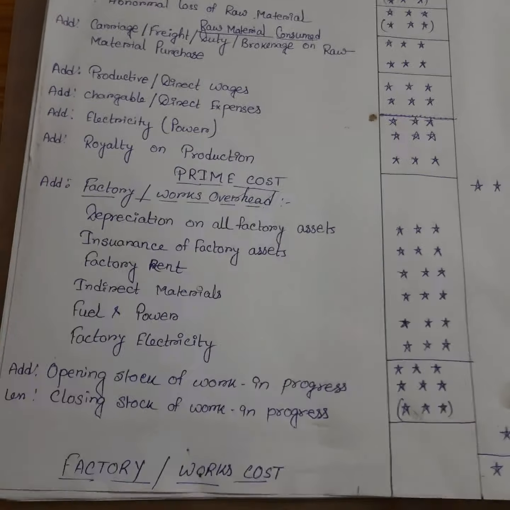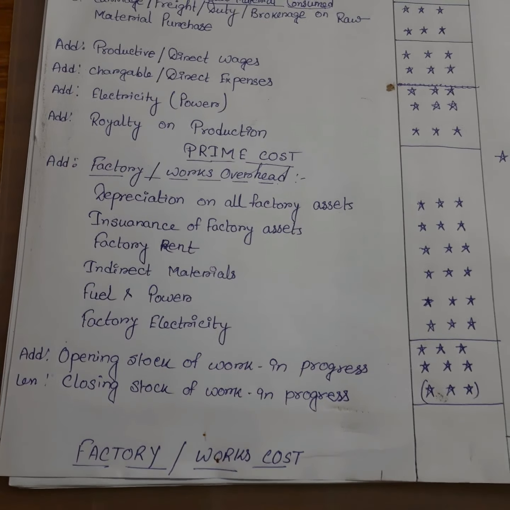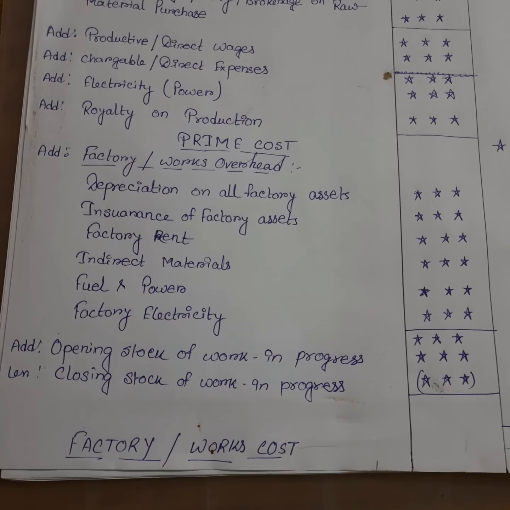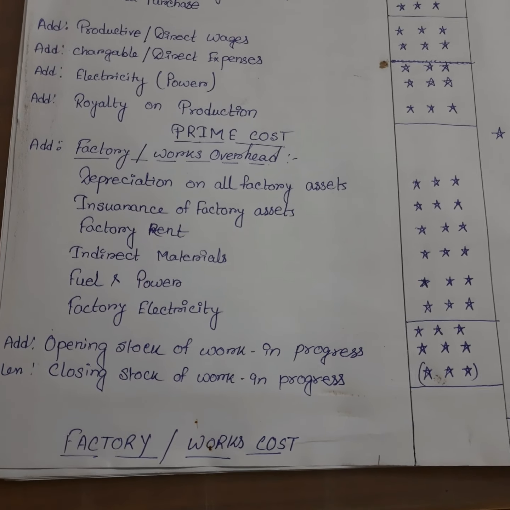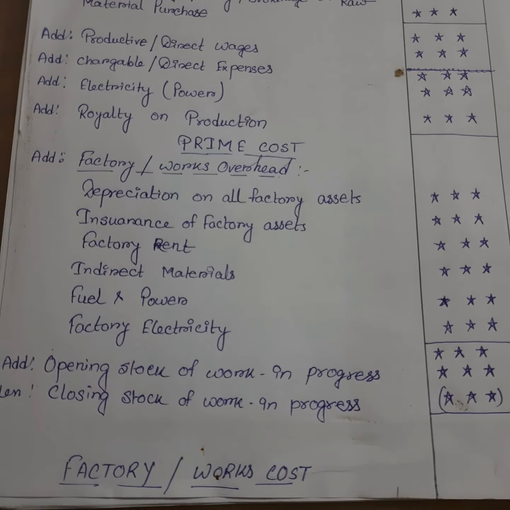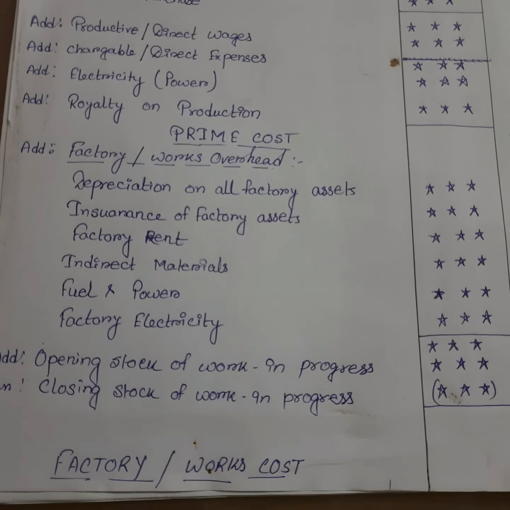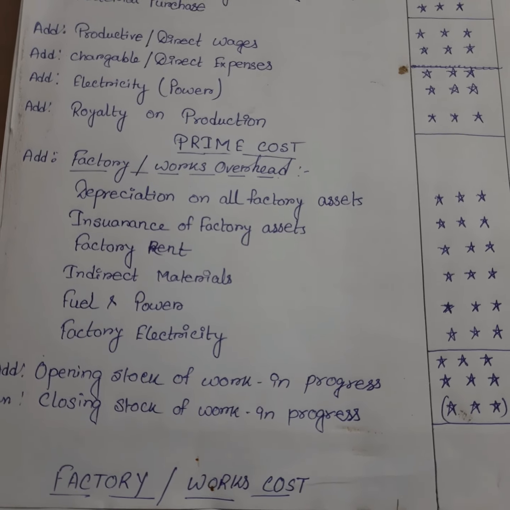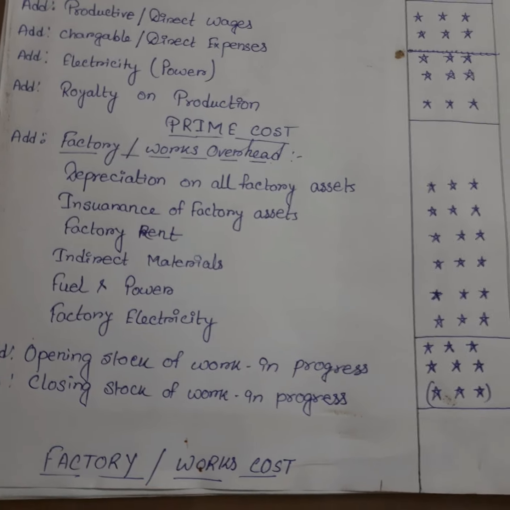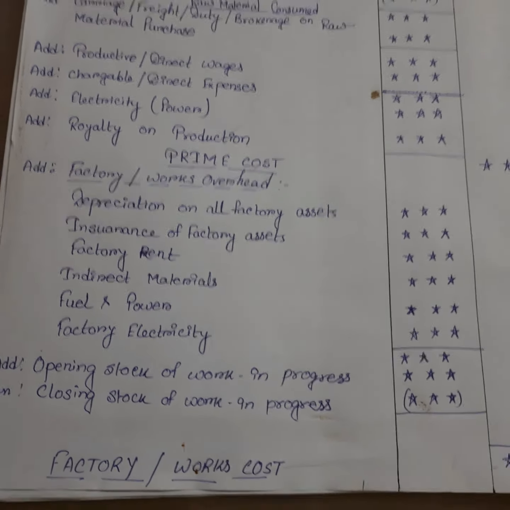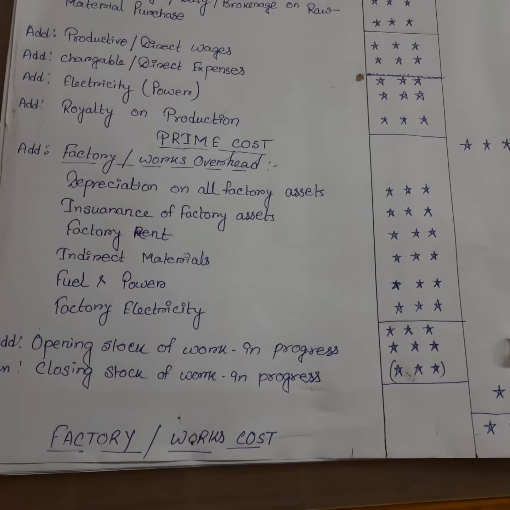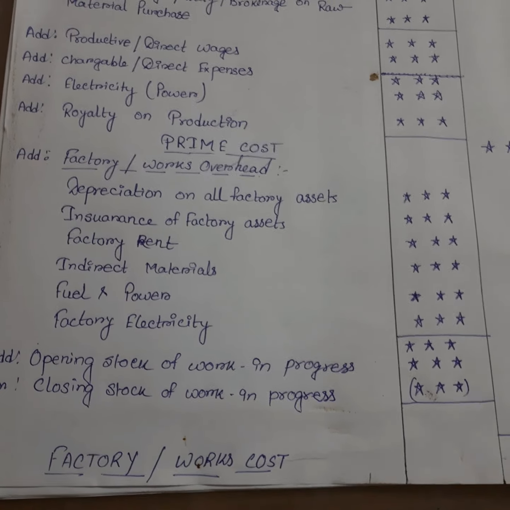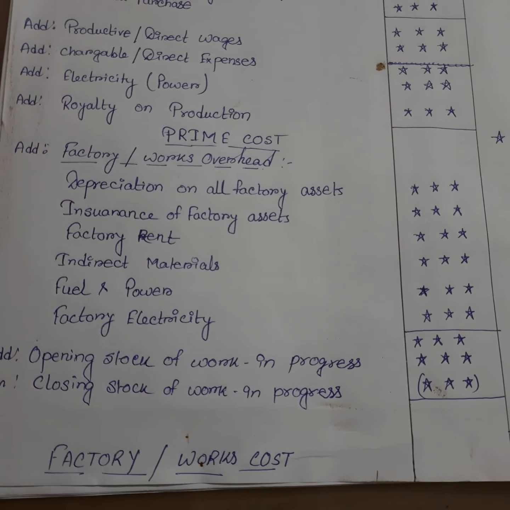Then we have to add the opening stock of work in progress. What is opening stock of work in progress? Suppose you have started some work in the previous year which was not completed due to some reasons, or the year ended, and we have already finished the work 50% or 70%. Then we have to write that portion only in the opening stock of work in progress.